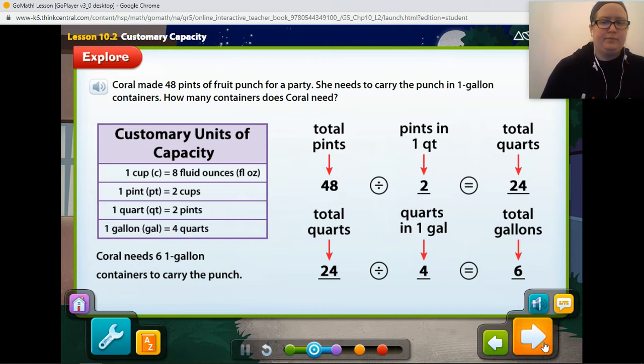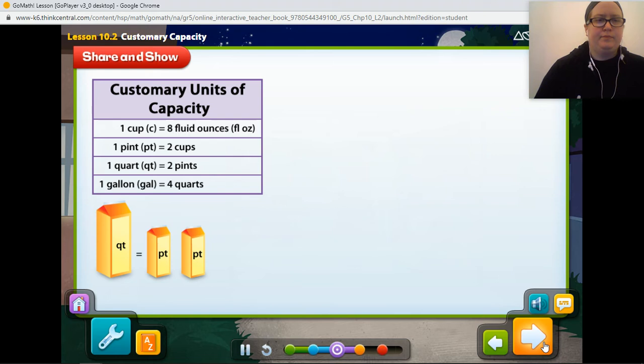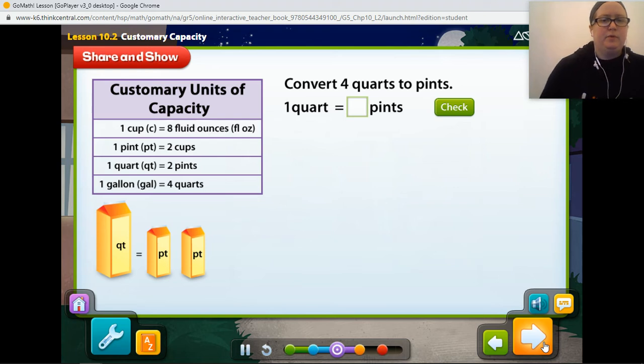Use the chart and picture to convert some units of measure. Let's convert 4 quarts to pints. To make the conversion, you first need the appropriate selection from the chart. How many pints are in 1 quart? Well, if we look at pints, there are 2 pints in 1 quart. So if we have 4, that means we're going to do 2 times 4, it's going to be 8.